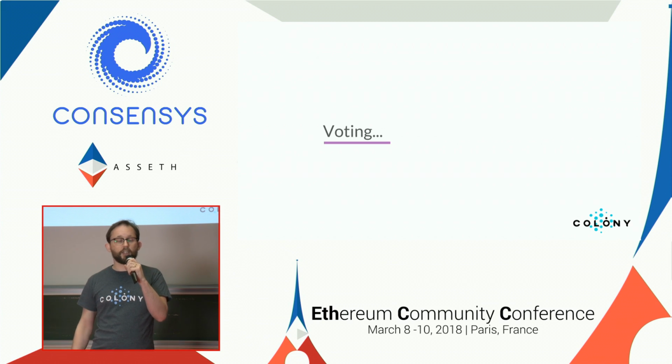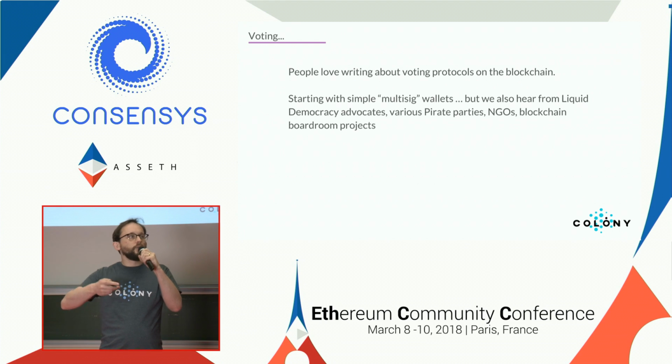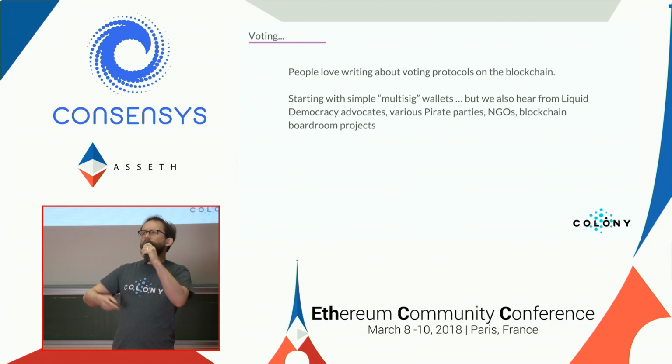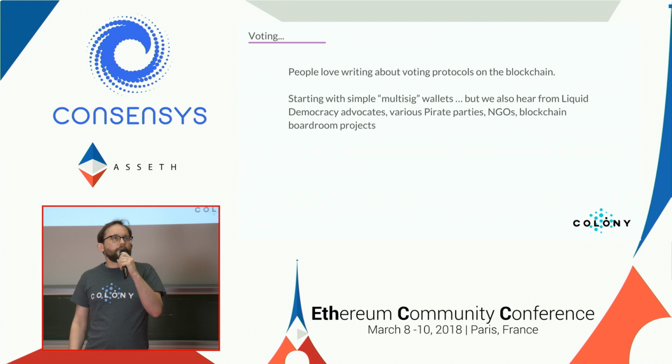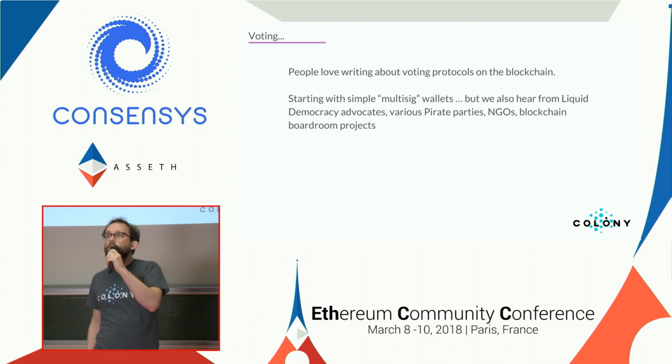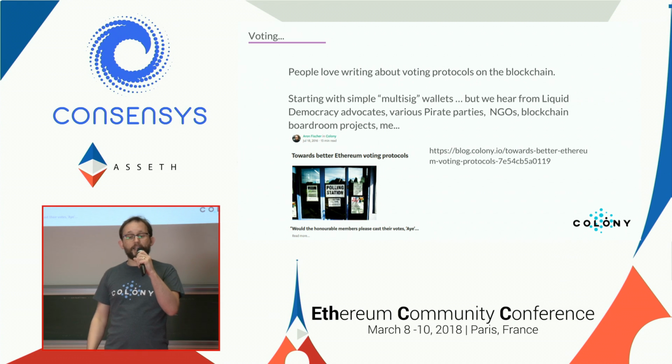Okay, so now let's talk a little bit about voting and collective decision-making. People love to write about voting and talk about voting on the blockchain. When people ask what a smart contract is, you might even start, well, imagine a multi-sig where several people can suggest spending and then you vote on it, because it's an easy example to give. I've certainly done that myself. We get interest from voting on boardroom-style projects or liquid democracy folks, and I even wrote an article on voting, which you should go back and check out.